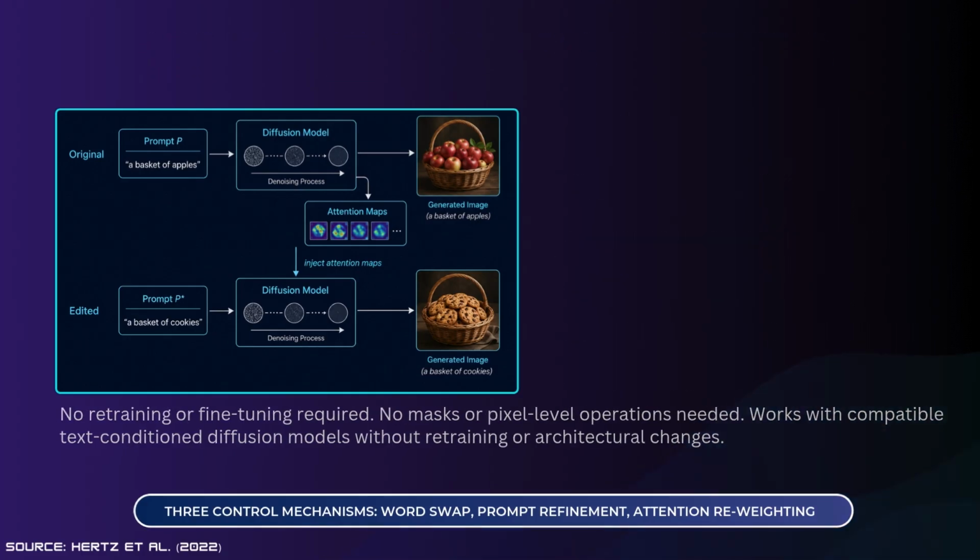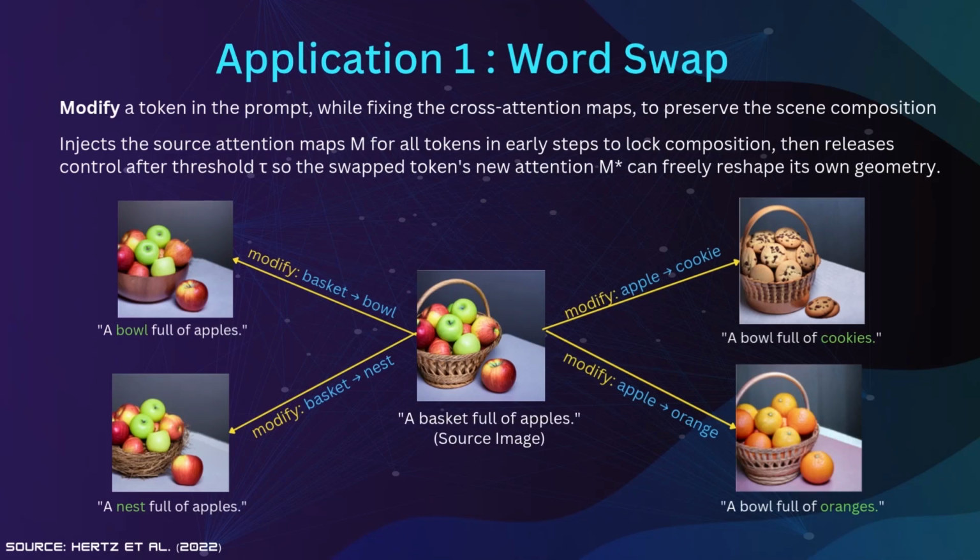And there are three applications. The first application is word swap, where a single word in the prompt is replaced while keeping the rest of the image unchanged. To achieve this, the attention maps from the original image are injected during the early diffusion step to preserve the overall composition. After a certain threshold, this constraint is relaxed, giving the new word enough freedom to adapt the image to its meaning. As shown here, replacing the basket with bowl or nest only changes the container part. And if we modify the apple with either cookie or orange, only the target object changes, while everything else remains the same.